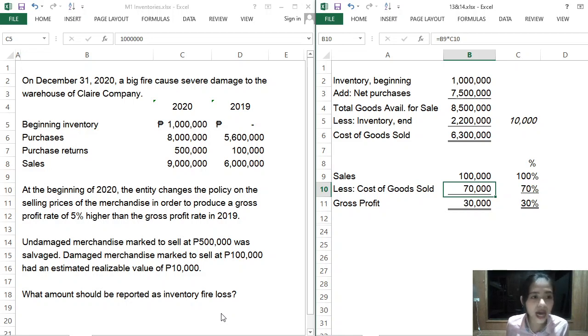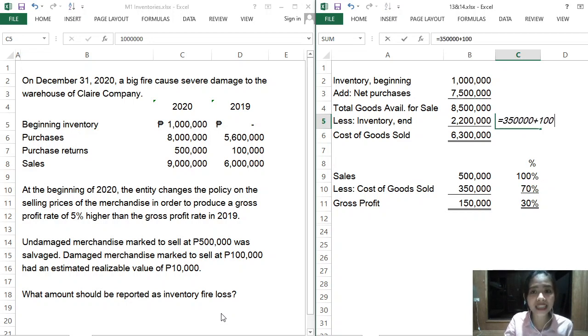We also have undamaged merchandise na pwede nating mabenta at 500. So, ibig sabihin, kung pwedeng mabenta ng 500, yun yung sales price. Question, magkano ang cost? 350. So, dalawang items ang naiwan. Yung undamaged at saka yung medyo na-damaged, pero mabibenta pa rin. So, yung 350 na hindi na-damaged at yung 10,000 na damaged. Na ang cost is 70 pero 10,000 kasi yun yung net realizable value.